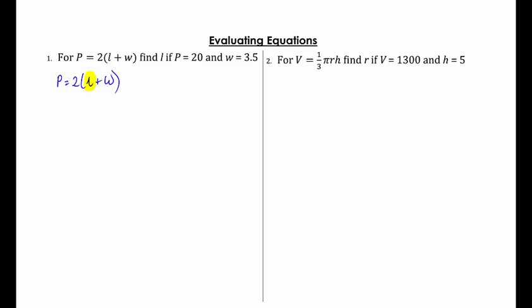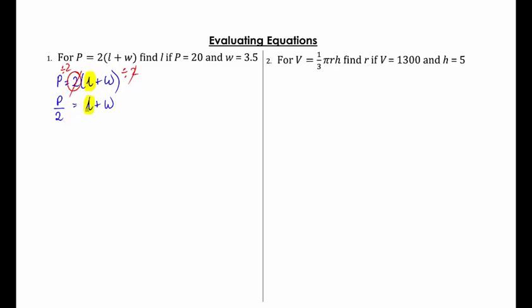Now in mathematics you would normally substitute first and then rearrange. In science we usually rearrange and then substitute. So to get this L on its own, I need to get rid of the 2. The bracket's being multiplied by 2, so I do the opposite. I divide both sides by 2. So that gets rid of the 2 there. So I'm left with P over 2 equals L plus W.